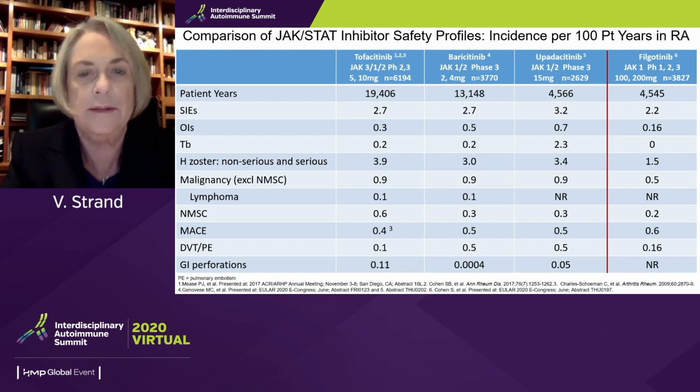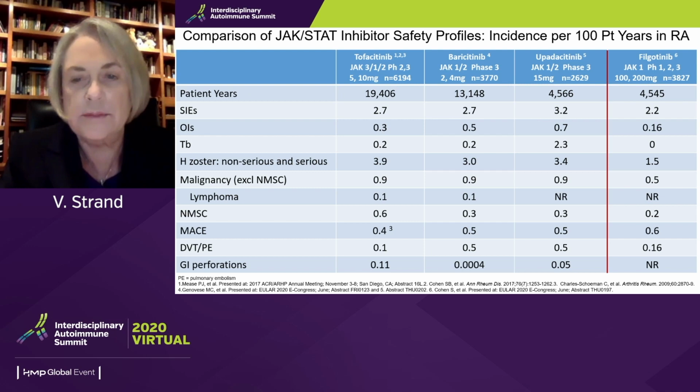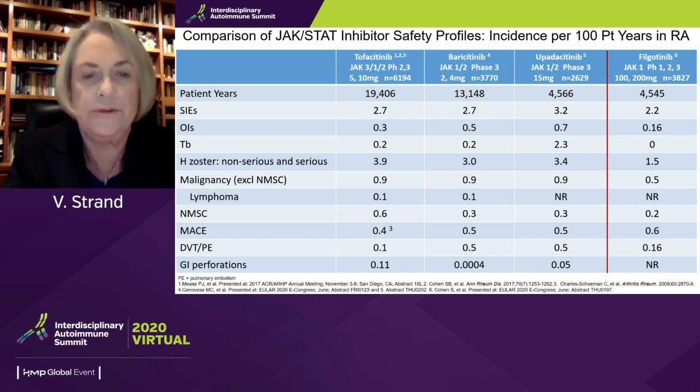So if we look across here, we now have fairly similar patient numbers in terms of patient years of exposure for tofa versus beri and for upa versus filgotinib. And what we can see is they're fairly consistent in terms of herpes zoster, malignancies and lymphomas. And then we see MACEs tend to be much less. DVT PEs vary. We didn't see the signal with tofacitinib until we saw the phase 4 cardiovascular safety trial. And then the GI perforations are evident, but much less than with tocilizumab.